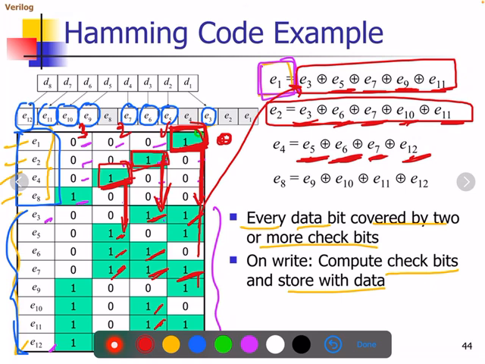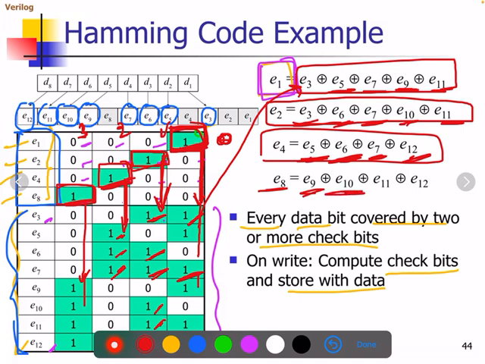Next check bit is E8. E8 contains 1 in the index position 3. Look down the table and see which other bits contain 1. E9 contains 1, E10 contains 1, E11 and E12. These are the formulas for the check bits. So we have got the formulas for the check bits.